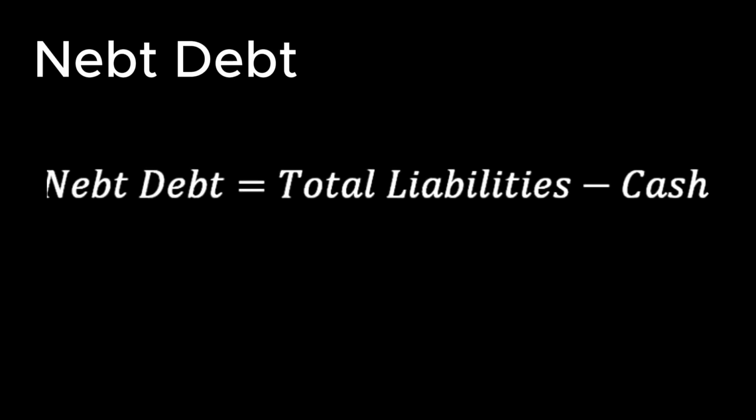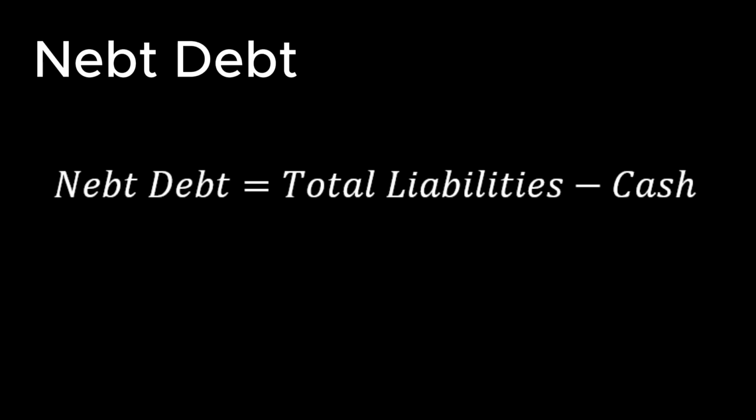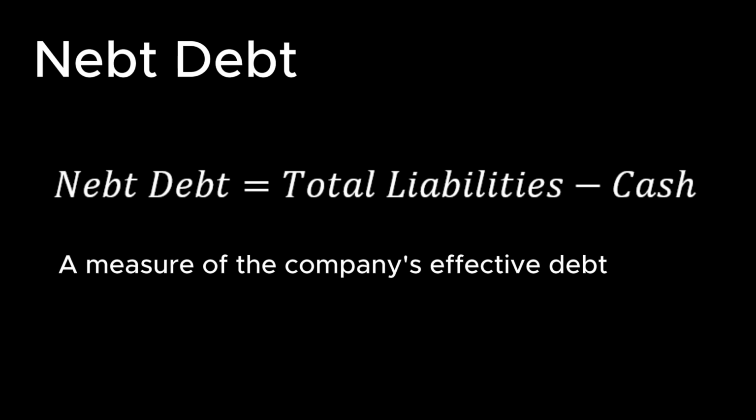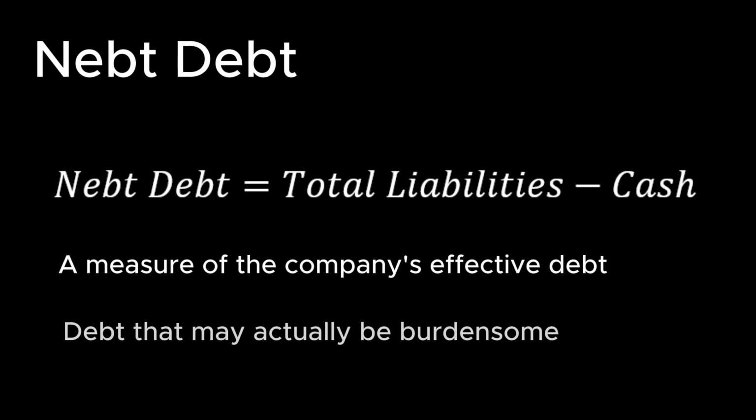Net debt is the company's total debt or total liabilities minus cash. The reason we subtract cash is because cash can be used to pay off debt, and so net debt is a measure of the company's effective debt. In other words, it's debt that may actually be burdensome to the company. For example, if a company has $1 million of debt, but it also has $1 million in cash, then that $1 million of debt isn't a true burden because that debt could be paid off immediately. So the numerator of the ratio tells us the debt that is actually burdensome to the company.